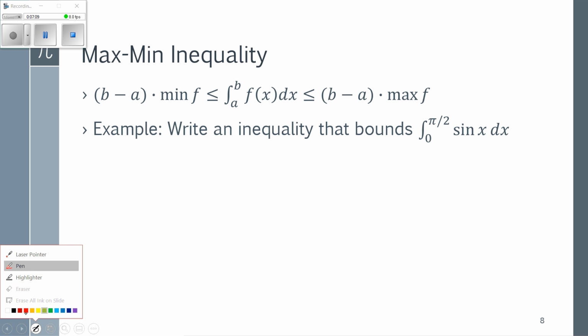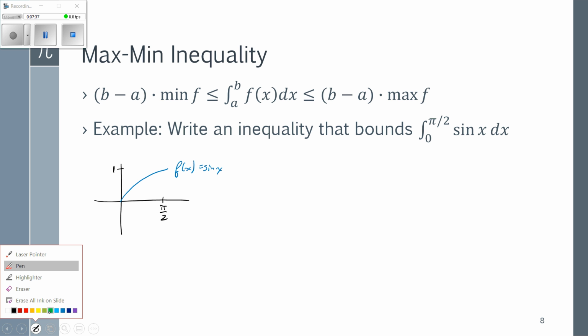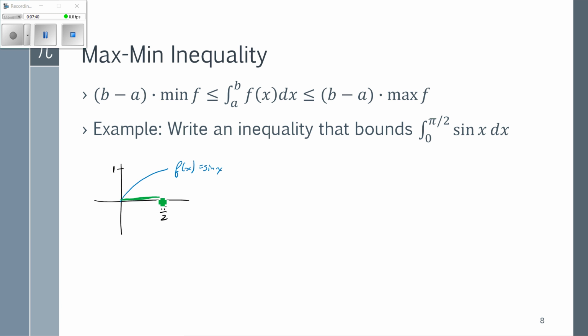So if I were to look at the function sine of x from 0 to pi over 2, so if I say f of x is equal to sine of x, and I'm looking from 0 to pi over 2, I don't need to know exactly what this definite integral evaluates to. I just want to know what it's between. Well, I have two options for rectangles. Either option, the width is going to be pi over 2 minus 0.